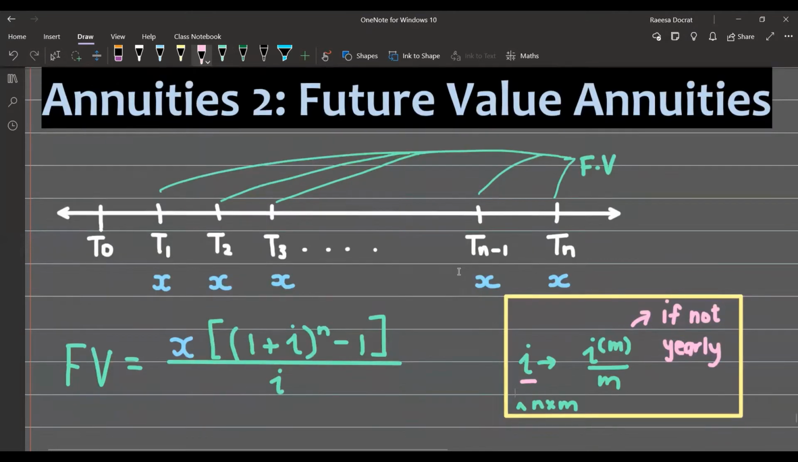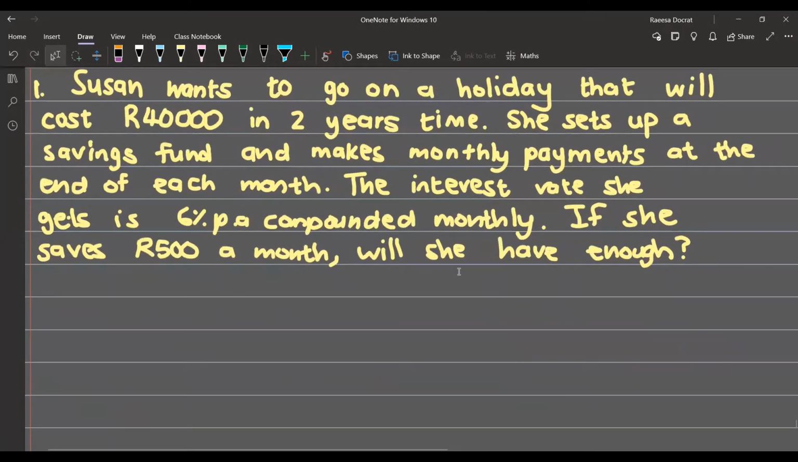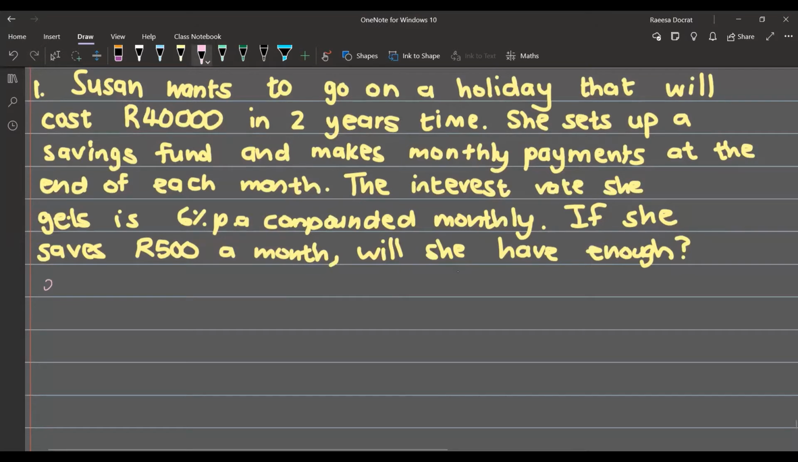Let us have a look at using these with an example. It says Susan wants to go on a holiday that will cost 40,000 Rand in 2 years' time. She sets up a savings fund and makes monthly payments at the end of each month. The interest rate she gets is 6% per annum compounded monthly. If she saves 500 a month, will she have enough? So we want to know what is the future value of these payments that she's making. Her monthly payment is 500 Rand.